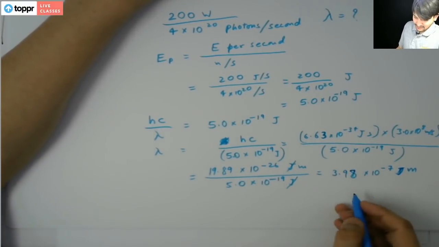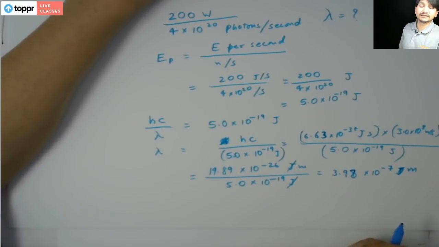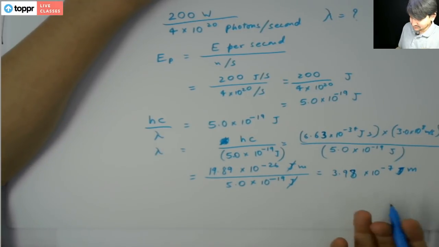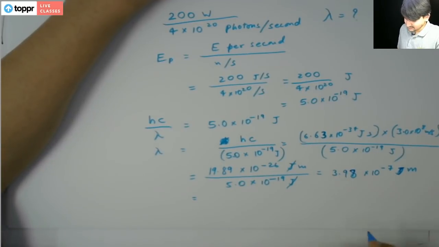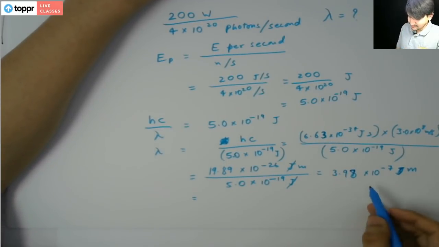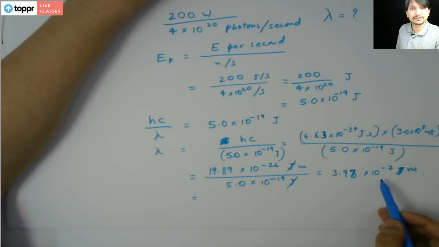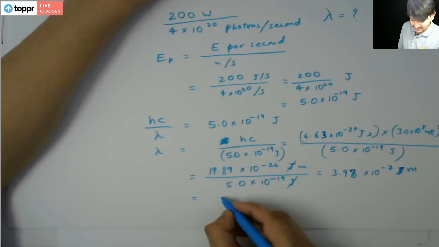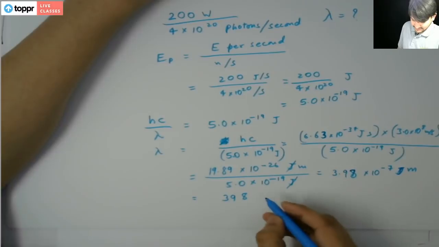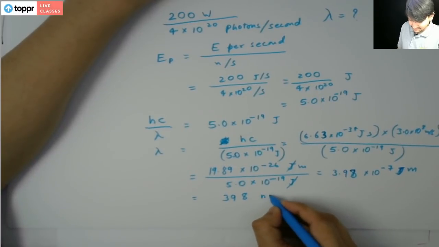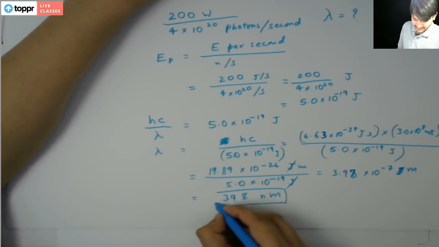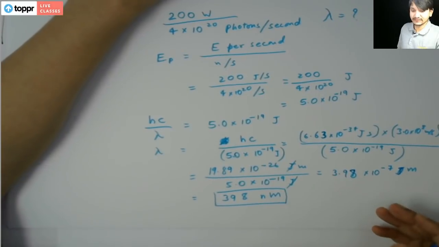Here it is meter. So we can always convert this into nanometer or angstrom, which is easier. If I convert this into nanometer, we will simply multiply this with 10 to the power 9, and that gives us 398 nanometer. So that should be our answer, and that was asked for.